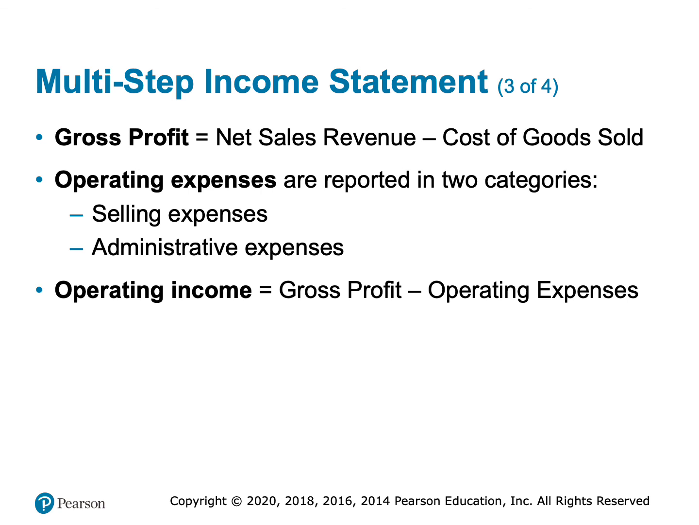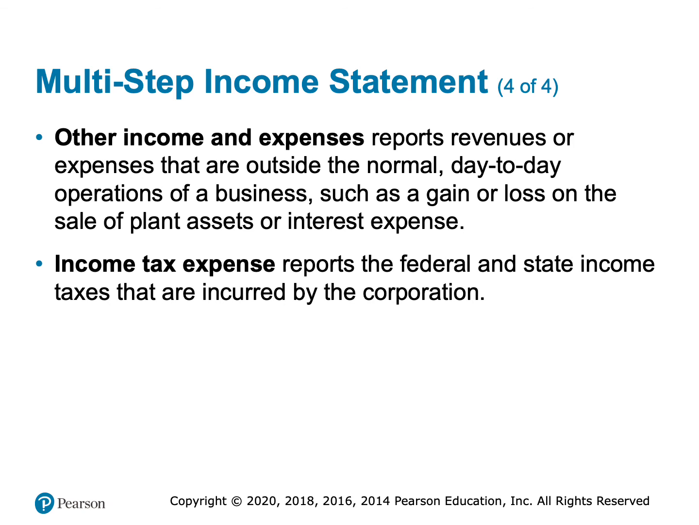Our operating expenses, we often break into selling and administrative. Then operating income is gross profit minus those operating expenses. Then we get those other items. Again, anything that's outside of the normal day-to-day. Gains or losses on the sale of plant assets is always an other item, as is interest expense and interest revenue, such as that sales discounts forfeited. And then we have our income tax expense, whether it's federal and/or state income tax.